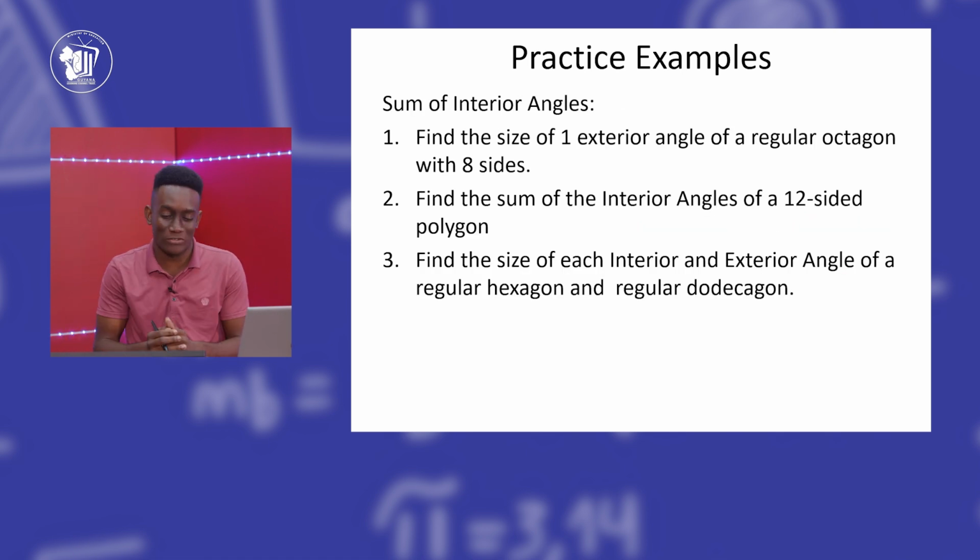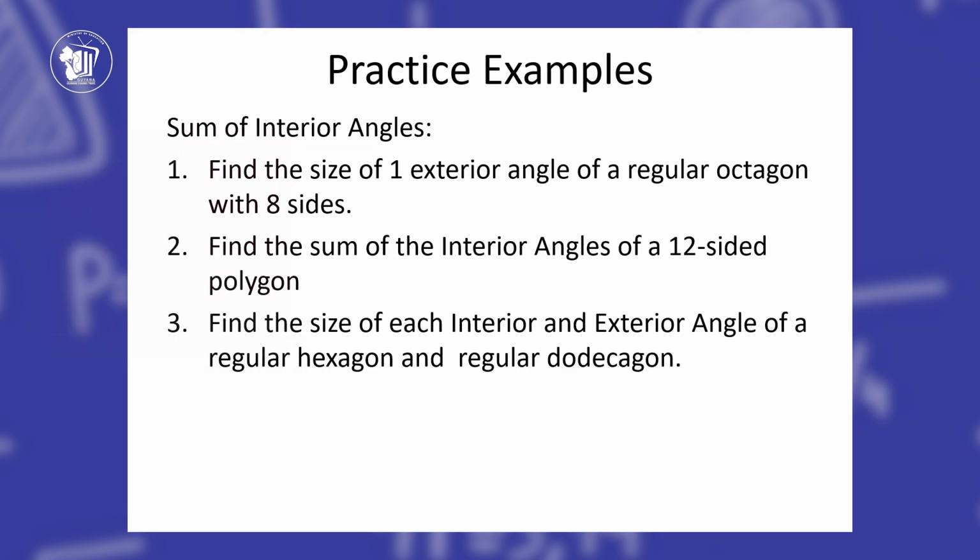Of course, I must leave some questions for you to practice on your own. I have 3 questions here for you. First, find the size of one exterior angle of a regular octagon with 8 sides. Second, find the sum of the interior angles of a 12-sided polygon. And the last one, find the size of each interior and external angle of a regular hexagon and a regular dodecagon.